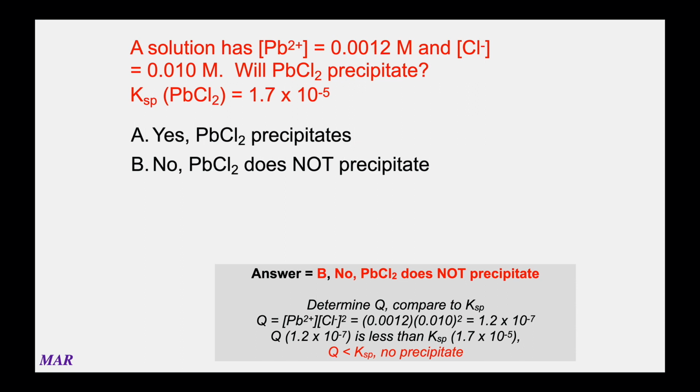So what I did down here is I solved for the Q. Q looks just like K. It's lead times chloride ion squared. So I put those numbers in. 1.2 times 10 to the minus 7th was my Q. That Q is less than Ksp, so that means no solid forms. Again, if you did this same calculation and got a Q that was greater than Ksp, then that would mean your solid does form. That's just the way I roll, but there is more than one way to do this problem, and you should do the way that works best for you.